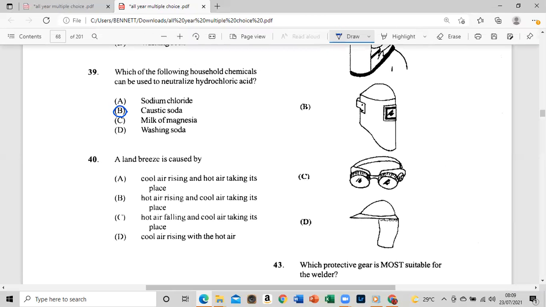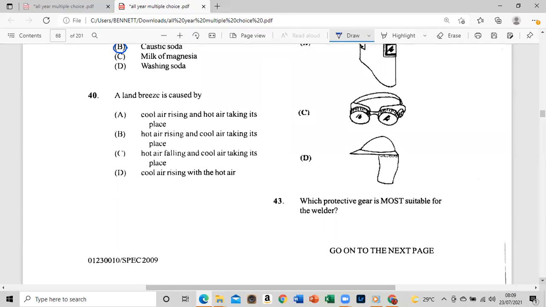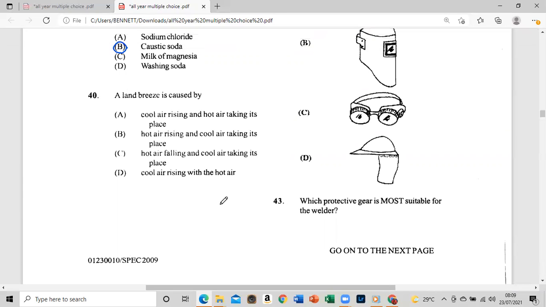Let's move on to 40. A land breeze is caused by A, cool air rising, hot air taking its place, B, hot air rising and cool air taking its place, C, hot air falling, cool air taking its place, or D, cool air rising with the hot air. And number 40 is B, hot air rising and cool air taking its place.